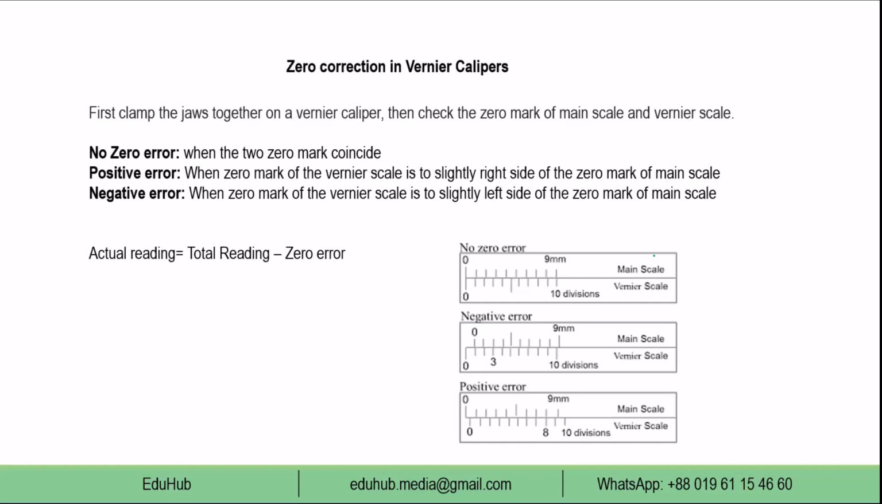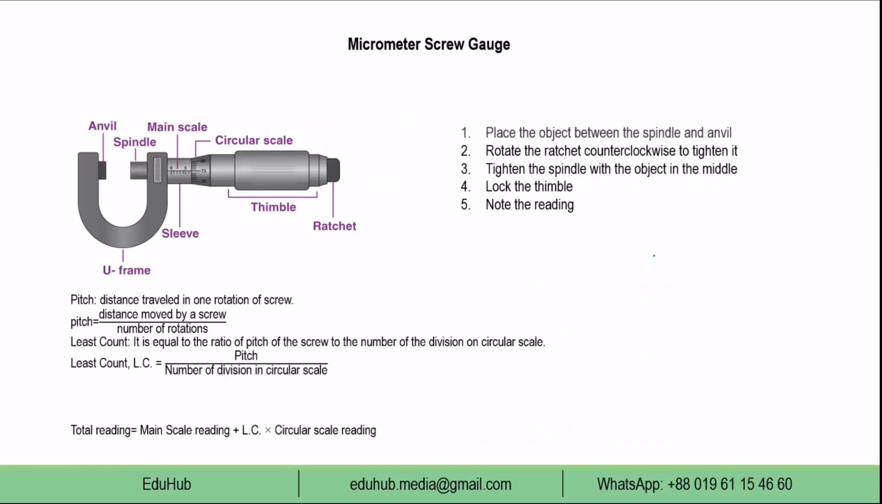Our next topic is the micrometer screw gauge. Basically, the screw gauge is used to measure more accurately than the Vernier caliper. In a screw gauge, there are an anvil and a spindle between which an object is placed, and there is a main scale. This one is the main scale, and this line of the main scale is the datum line or reference line, and this one is the circular scale. This one is the thimble and this one is the ratchet.